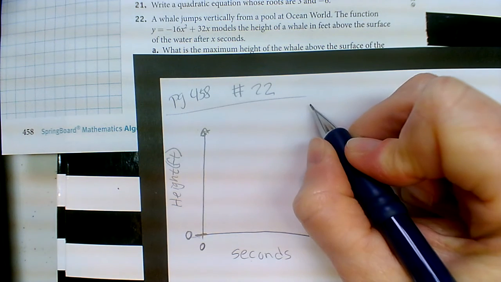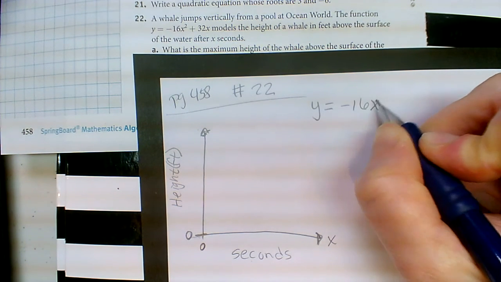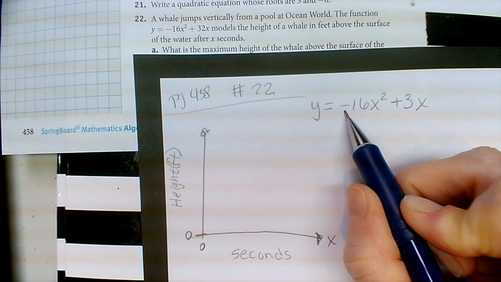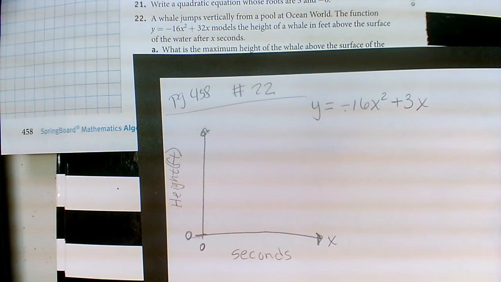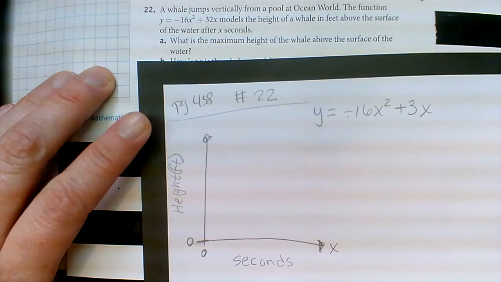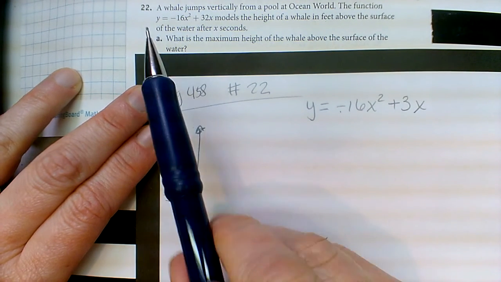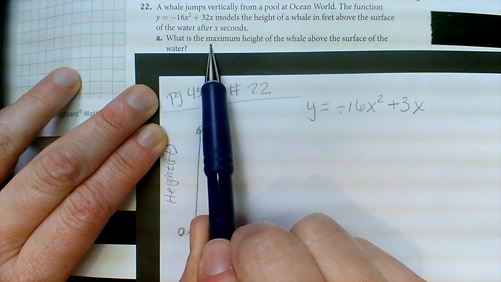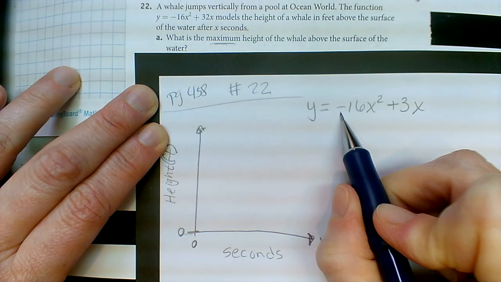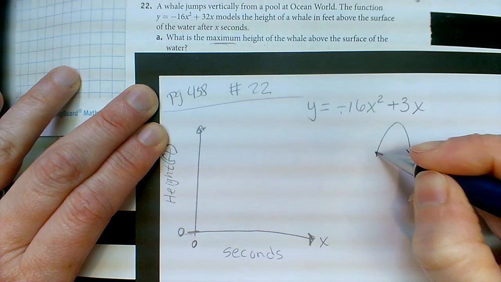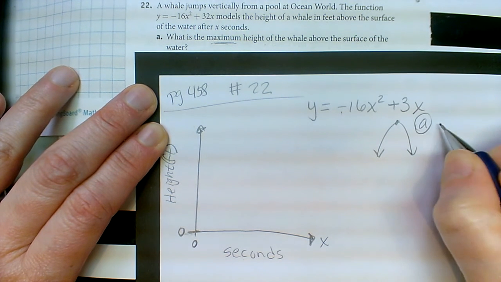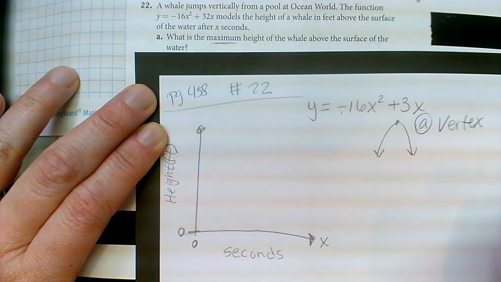So a couple of things. The function itself says y is equal to negative 16x squared plus 32x. Look at that negative sign right there. A is negative. What does that tell you? It tells you that the function opens down, okay? So a couple of things that we're going to figure out starting with part A, all right? Part A wants to know what's the maximum height of the whale above the surface of the water. Well, let's think about this. If A is negative, that tells us that our quadratic is going to open down and we're going to have a max height. So in part A, what they want us to find is the vertex, all right?